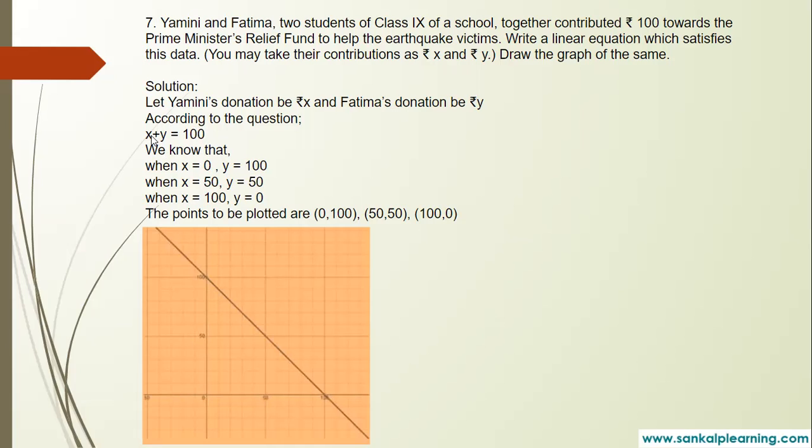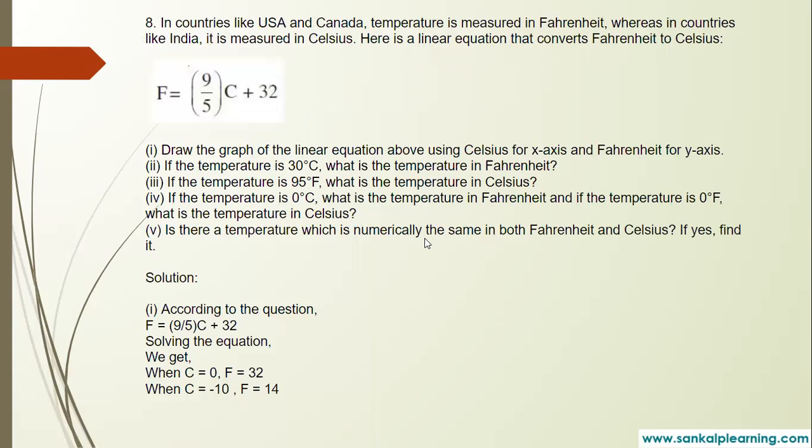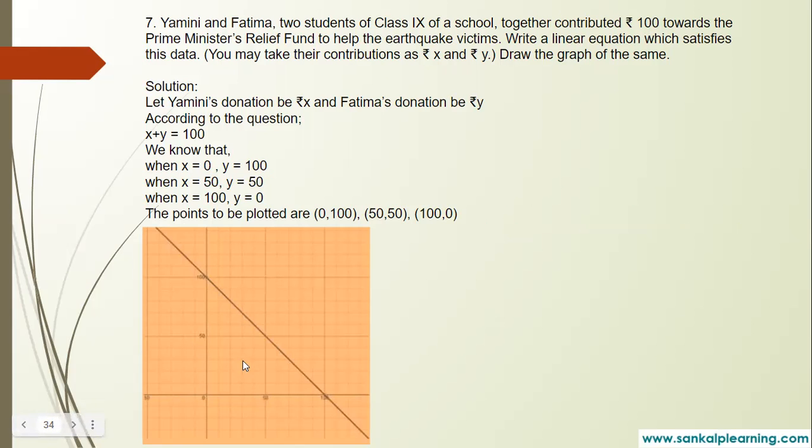Put X is equal to 100. So Y is equal to 100 minus 100, which is 0. So these are the points, children. We have written here (0, 100), (50, 50), (100, 0). So represent all these points on the graph. So like this, you will get a straight line. We'll go to the next one.